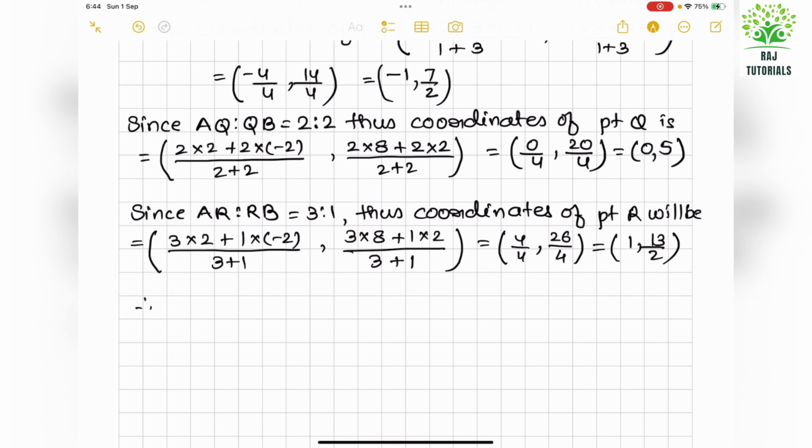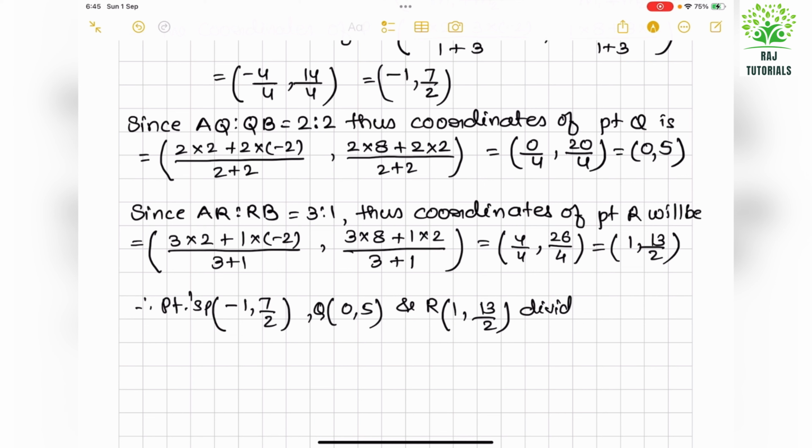So therefore points P minus 1 comma 7 by 2, Q 0 comma 5 and R 1 comma 13 by 2 divide AB in 4 equal parts.